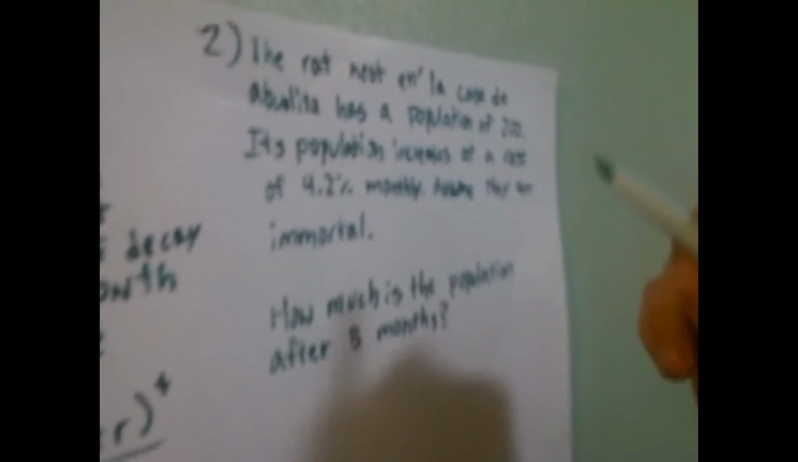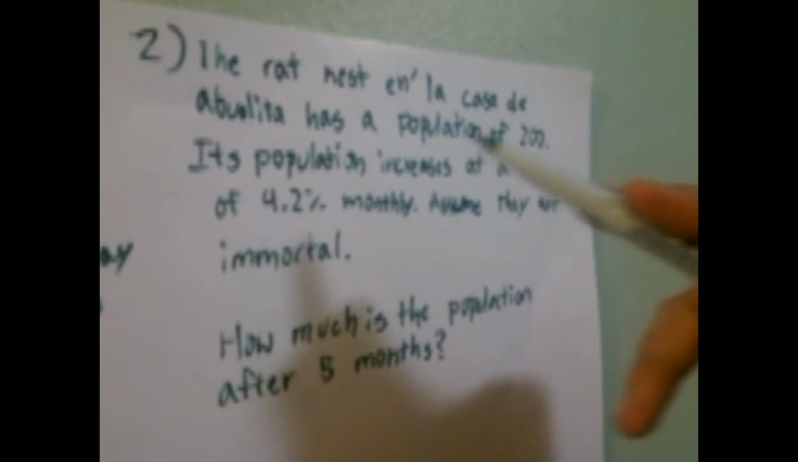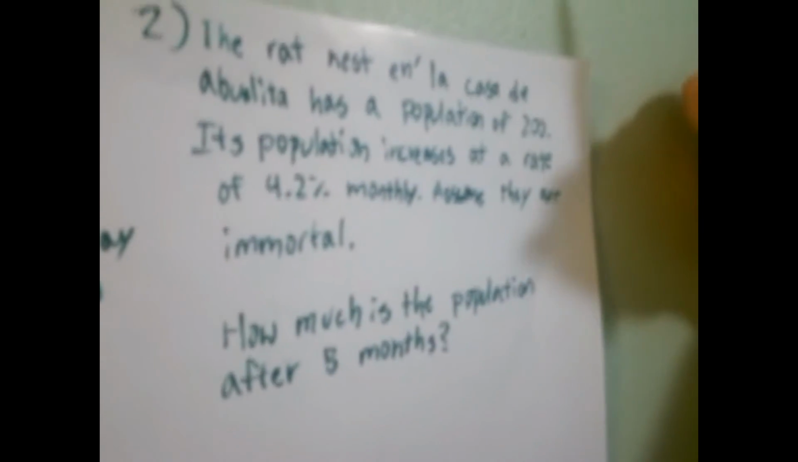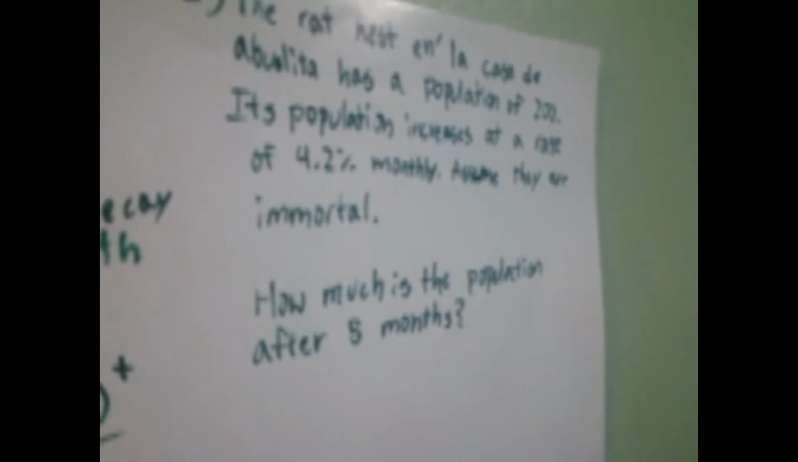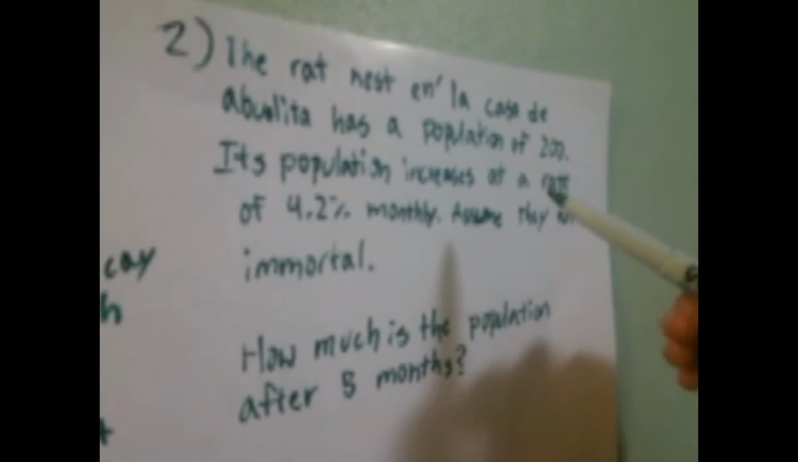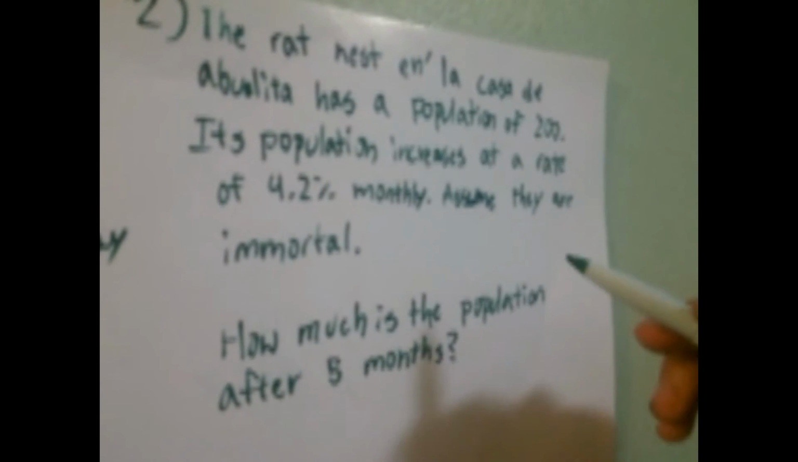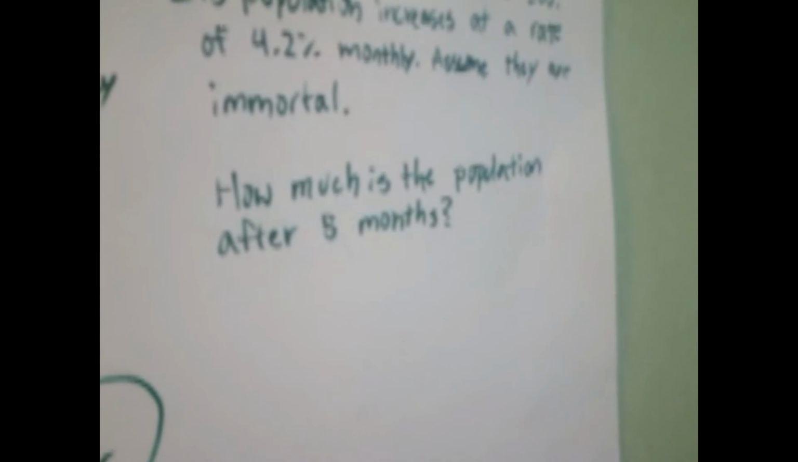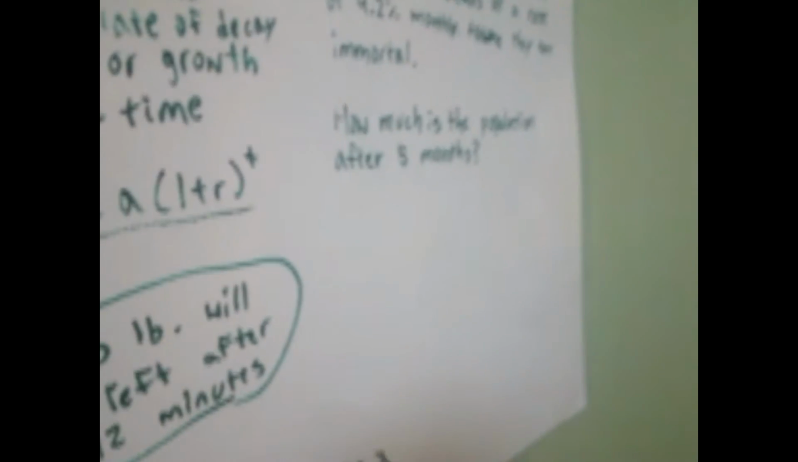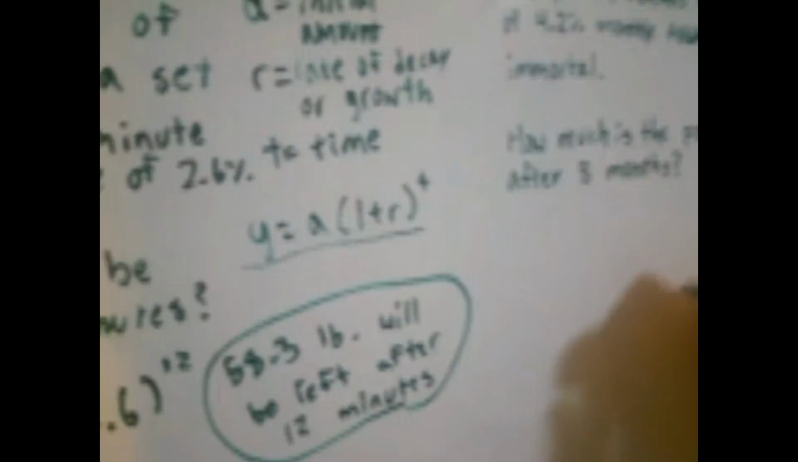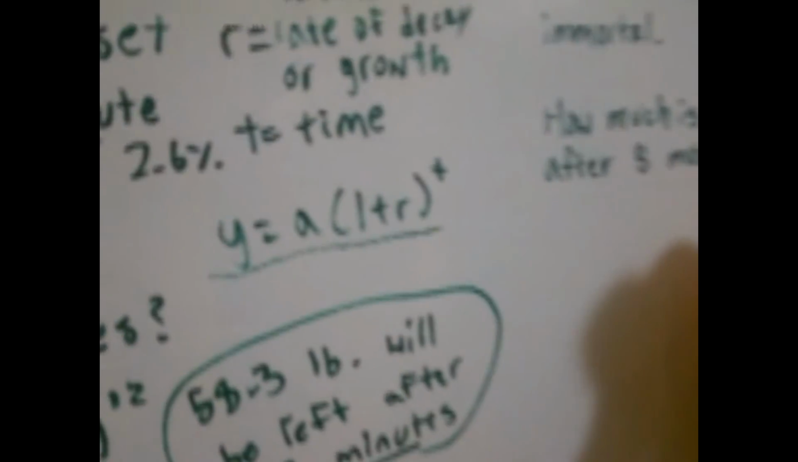Example number 2 now. Example number 2 is the rat nest en la casa de abuelita has a population of 200. Its population increases at a rate of 4.2% monthly. Assume they are immortal. How much is the population after 5 months? This example has an exponential growth, so R is no longer negative. We're using the same formula, nothing really different.